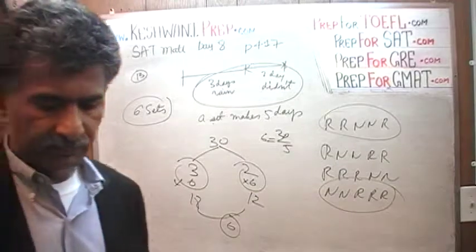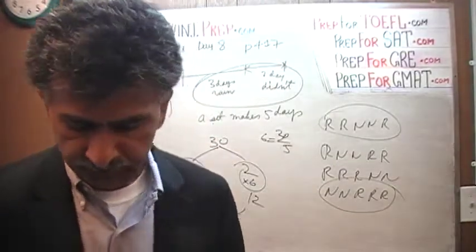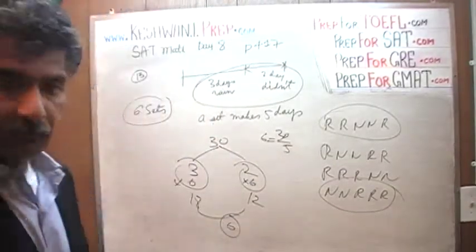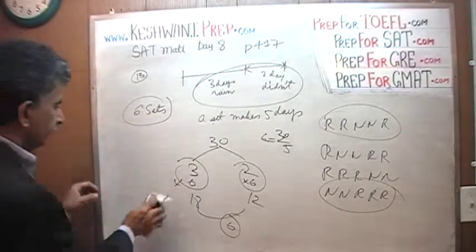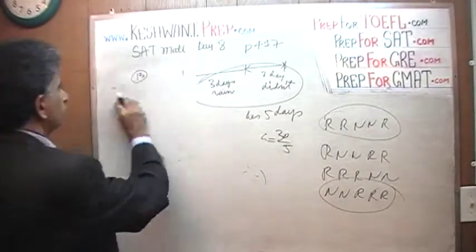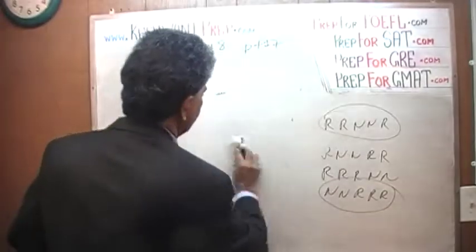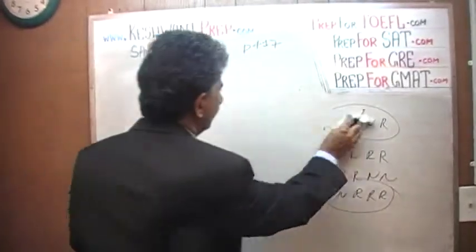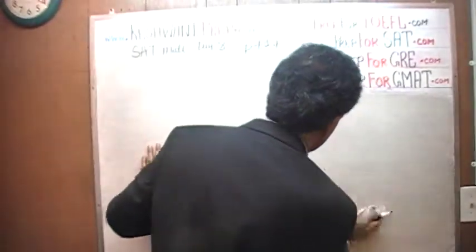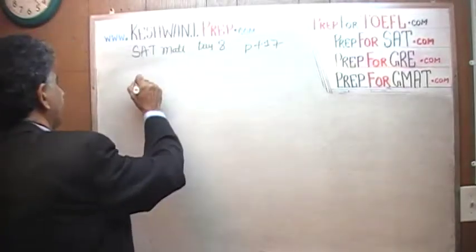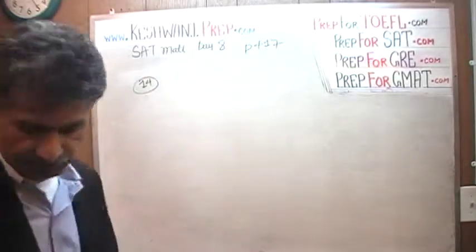How many more days did it rain compared to the days that it did not rain? The answer is 6. That's it, we're done with this one. Let's see what they have to say in number 14, the very last one on the page.